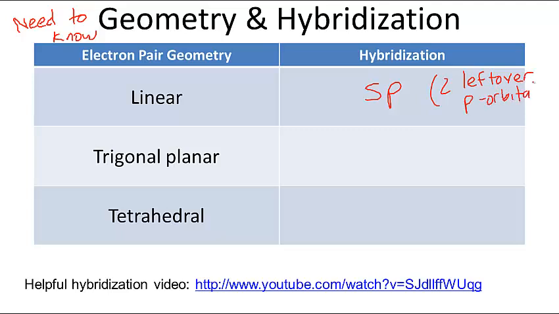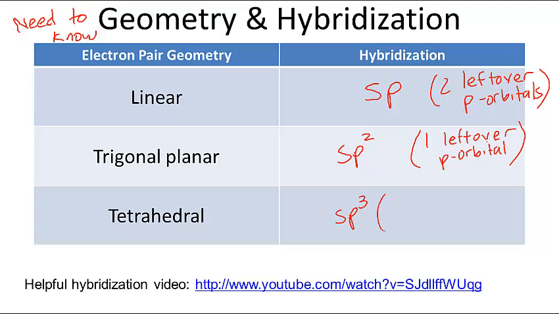For trigonal planar, the hybridization is sp2, and then there's 1 leftover p orbital. And then for tetrahedral, sp3, and then there's no leftover p orbitals. And those leftover p orbitals become important when we start trying to make bonds.